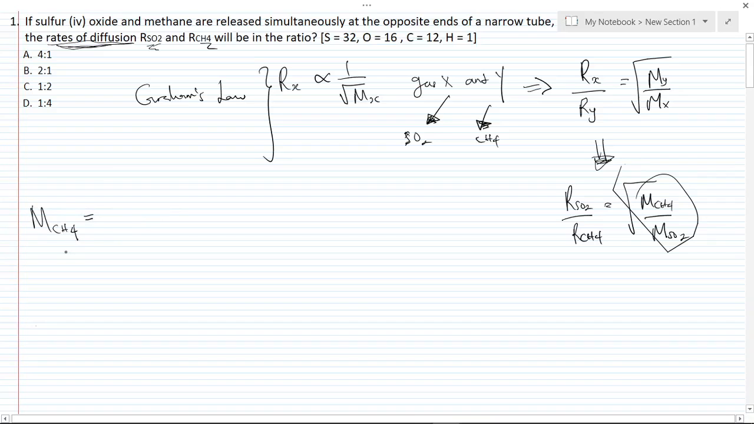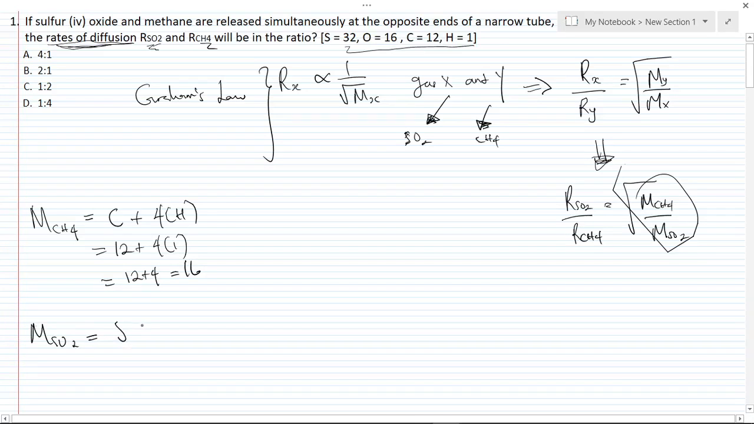equals, the weight of a compound is pretty much obtained from the individual elements. So we have 1 carbon and 4 hydrogen here, and we've been given a hint over here. Carbon is 12, so 12 plus 4 bracket 1, and that's 12 plus 4 equals 16. For MSO2, it contains 1 sulfur and 2 oxygen, so we have 32 plus 2 bracket 16. So we have 32 plus 32 equals 64.